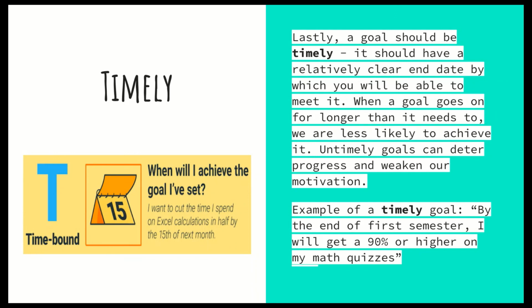Okay. So end of first semester, that typically gives you anywhere from 3 to 6 months, right? To get a 90% or higher on your quizzes in totality. And so this is just an introduction on how to write SMART goals. We'll go over some more SMART goals and how to go about the process of refining goals using our SMART acronym in class.